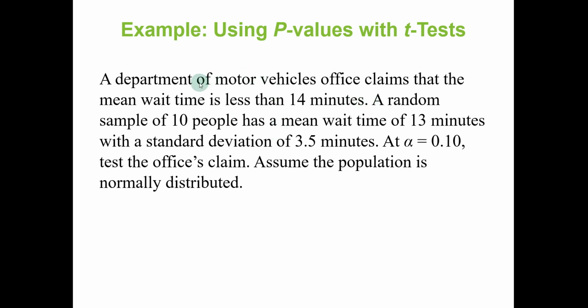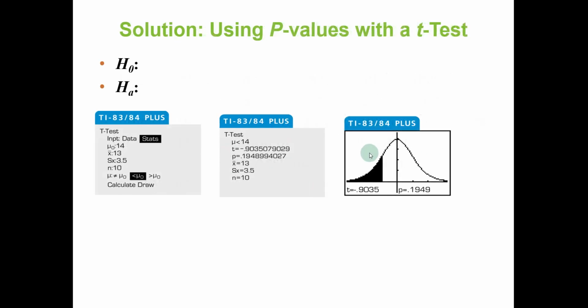In this case, a Department of Motor Vehicle Office claims that the mean wait time is less than 14 minutes. So this is their claim. We know we are dealing with the null hypothesis of greater than or equal to, and the alternative hypothesis of less than 14 minutes. Now, the sample size is 10, the sample mean is 13, the sample standard deviation is 0.5, and the level of significance is 0.1. We want to test it.